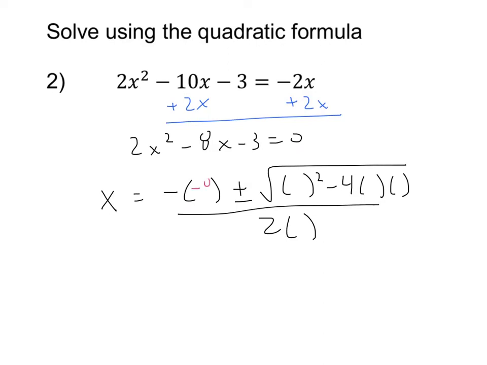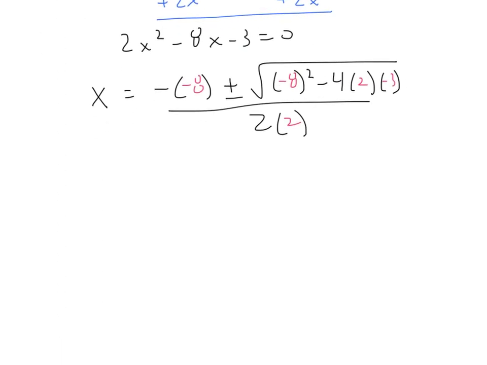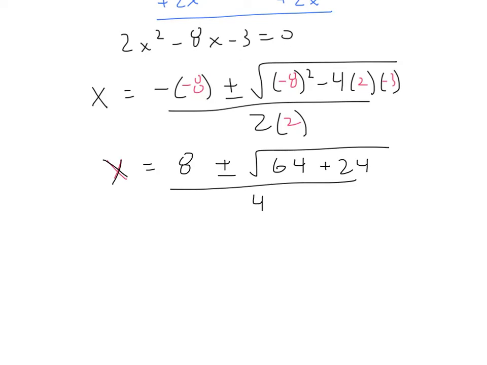So this is going to be negative 8 here. That's my b value. The a value is 2. C value is negative 3. And then a value again is 2. Let's keep on going with the simplification. So x is going to be equal to 8 plus or minus the square root of 64, and this is plus 24 here, all divided by 4. So we have 8 plus or minus the square root of 88 divided by 4.